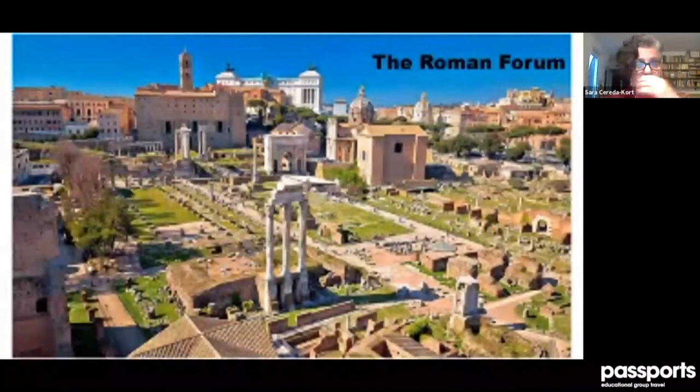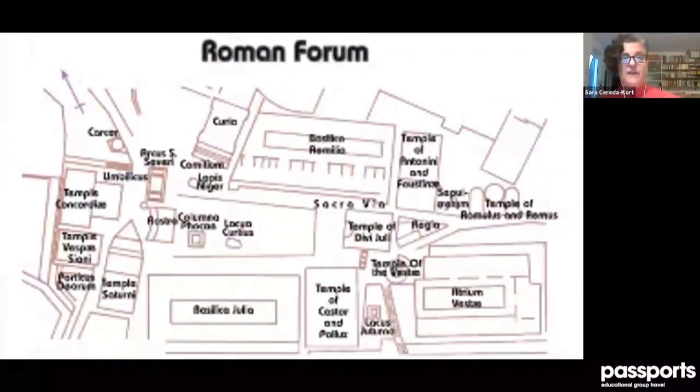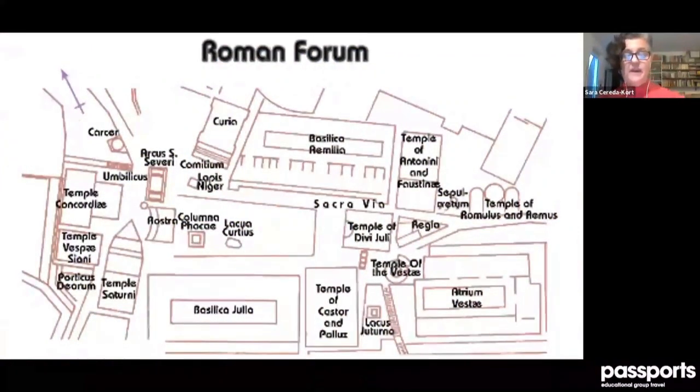What was the Roman Forum? The Roman Forum, as you can see here on a map, was a valley between the Colosseum and the area of the Palatine Hill, and the Capitol Hill. And it was used for different purposes. It was a place for business, for gathering, for political rallies, for speeches, for religious parades, for military parades.